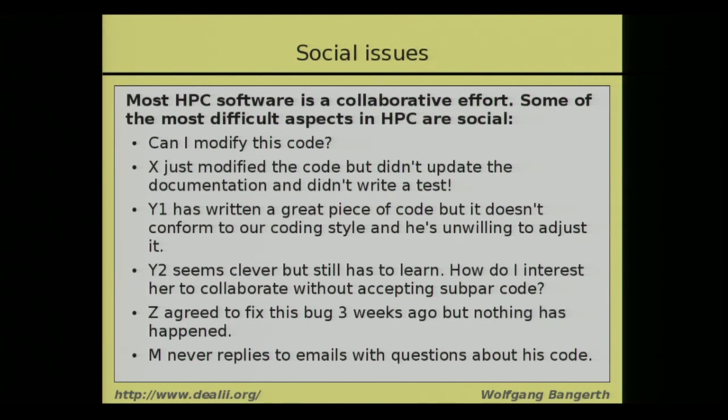Similarly, let's say I have a student Y2 who seems clever, but who may still have a little bit to learn. So the code is not quite up to task. Maybe it doesn't cover corner cases. If I tell the student, you know, we can't take this code until you fix all of these corner cases, chances are, certainly in a volunteer project, that they're going to go away. They say, well, you know, I did what I could. If you bother me, I'm just not going to send you any code anymore. How do you deal with this?